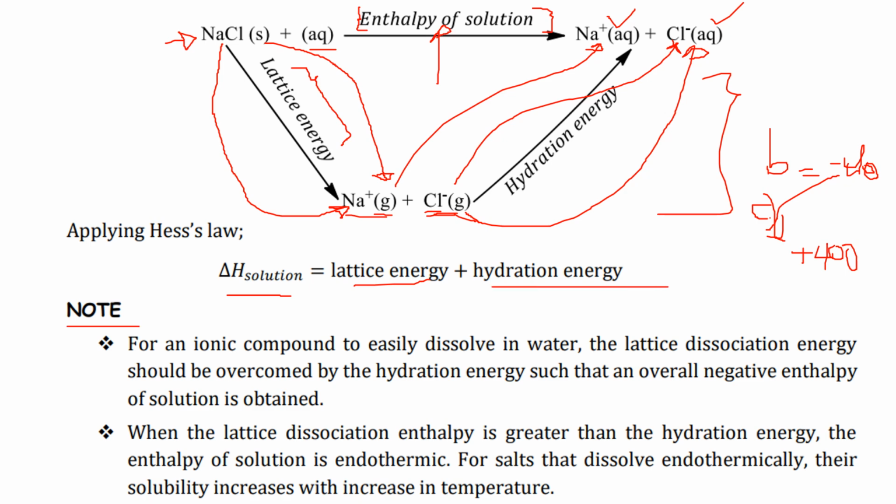So make notes of the following: for an ionic compound to easily dissolve in water, the lattice dissociation energy should be overcome by the hydration energy, such that the overall enthalpy of solution is negative. Like I explained earlier, if the lattice energy is less than the hydration energy, or the hydration energy is more negative than the lattice energy, then we expect the overall enthalpy of solution to be negative. That means such a salt is going to easily dissolve in water.